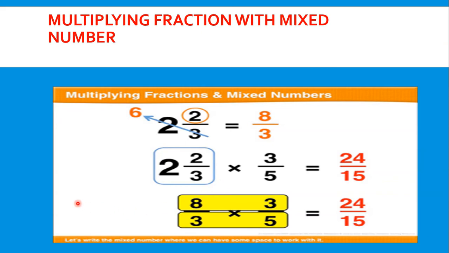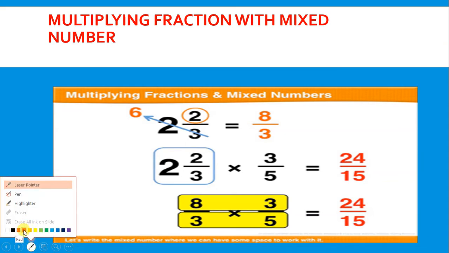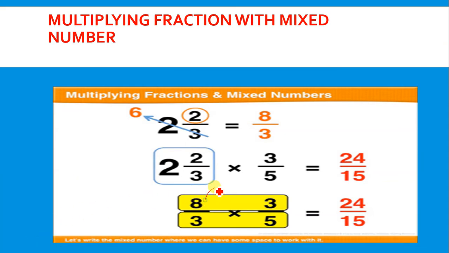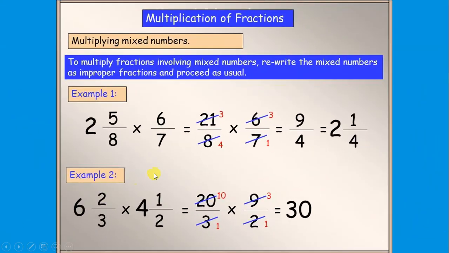This is very easy. How to multiply? I said to you that numerator is multiplied with numerator. So 8 into 3, 24, and denominator multiplied with denominator, 3 fives are 15. Now this is also improper. Again you have to convert it to mixed. Clear? Now multiplying of fractions.